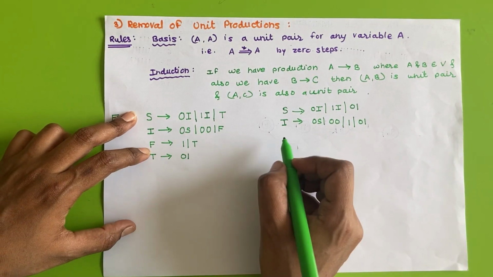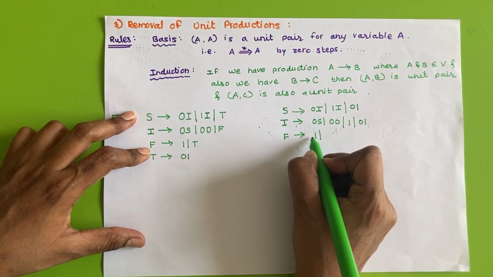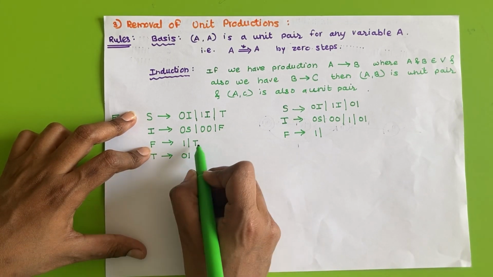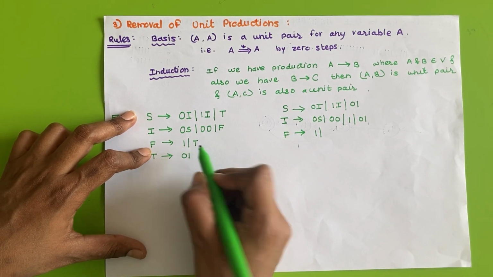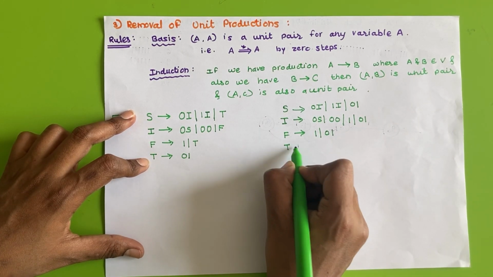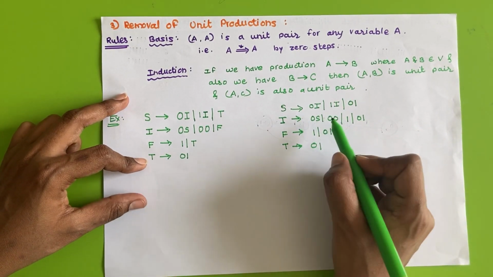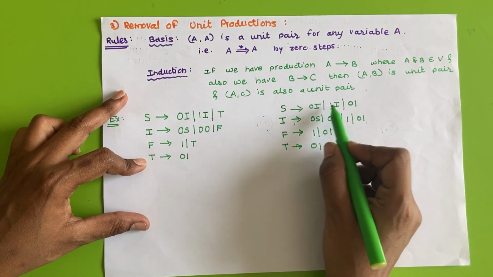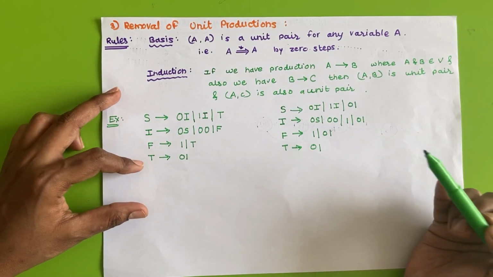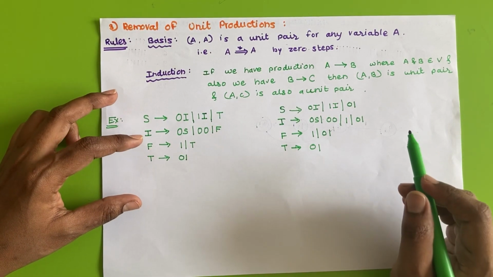Now next, F tends to 1 is a terminal, so we cannot replace it. Instead of F tends to T I'll put the value of T over here. And lastly we will add T tends to 0 1. So this will be our resultant grammar that does not contain any kind of unit productions. We have removed all unit productions according to the transitivity property.